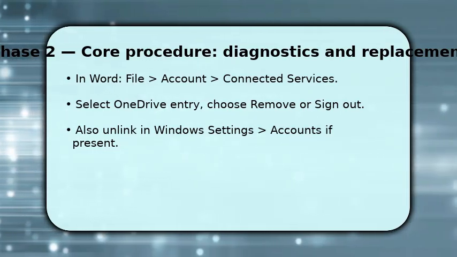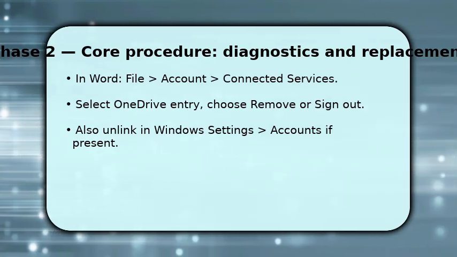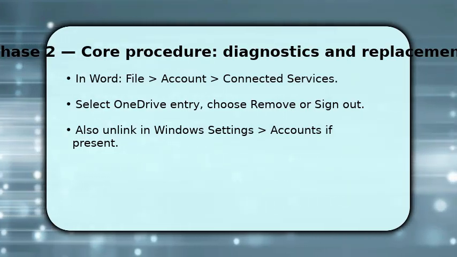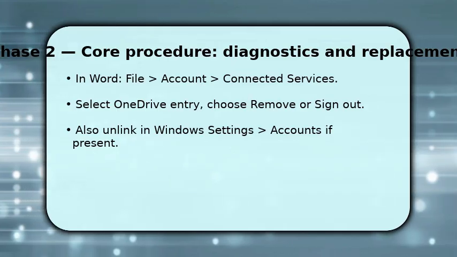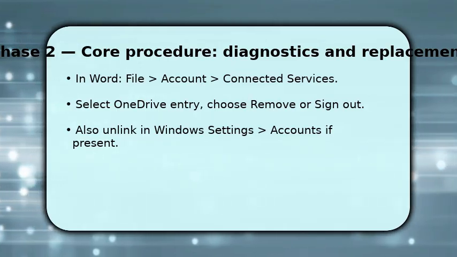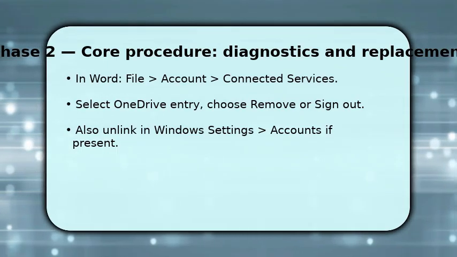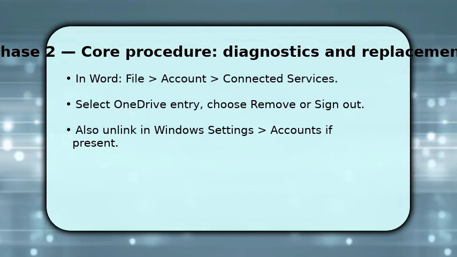This severs Word's active link, so files stop auto-saving to the cloud. Make sure to confirm any prompts. This won't delete local copies. Once removed in Word, check Windows settings under Accounts, Email and Accounts, to unlink OneDrive at the OS level, and sign out there to prevent automatic reconnection.